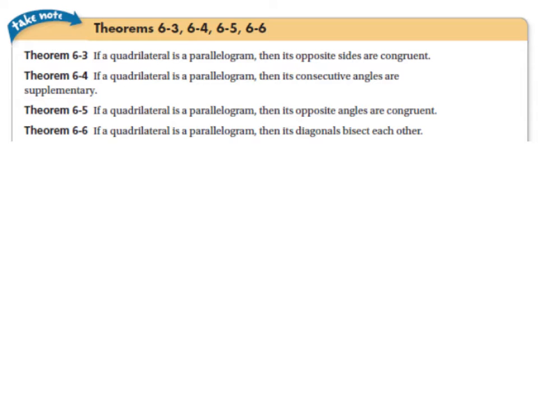Here are four different properties of parallelograms that I know. So if I know a quadrilateral is a parallelogram, these are four things that I know. But first, you have to know it's a parallelogram. So for the first one, if I know that a quadrilateral is a parallelogram, this is kind of what they look like, then I know the opposite sides are congruent. Opposite means straight across from each other. So this is what a picture of 6-3 would look like.